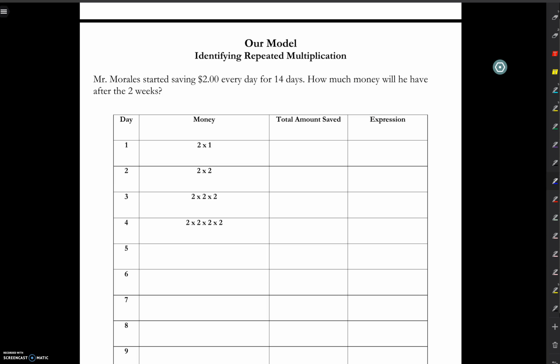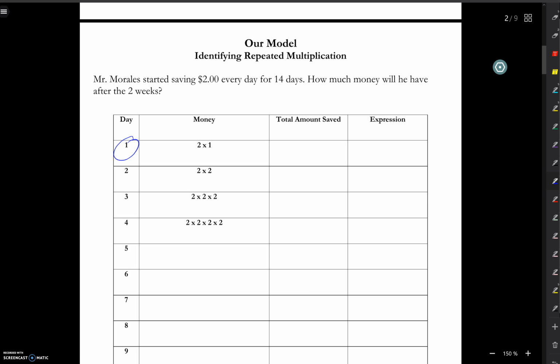All right, so here's our example, our model. It says Mr. Morales started saving $2 every day for 14 days. How much money will he have after 2 weeks? So I'm going to double it every day. I'm going to double the money. So if I start with $2, the next day I'm going to put 4, the next day after that I'm going to put 8. And so now we have our problem.